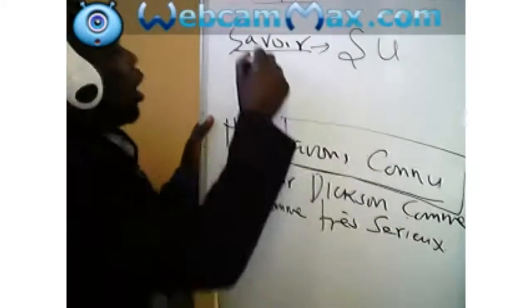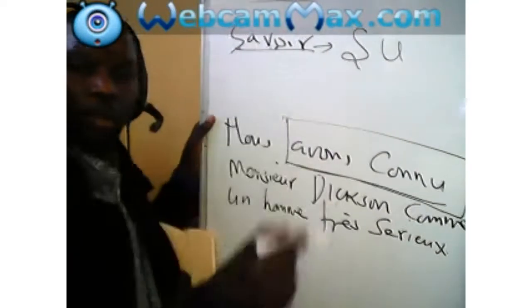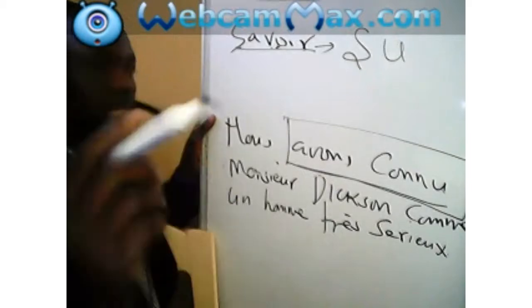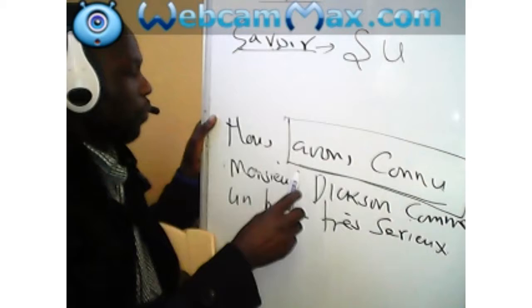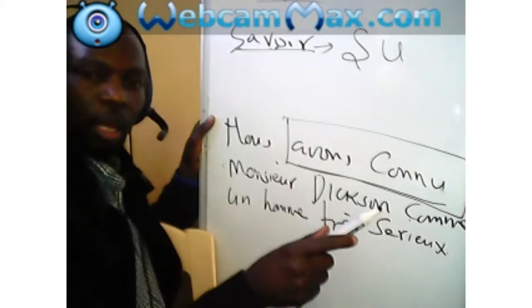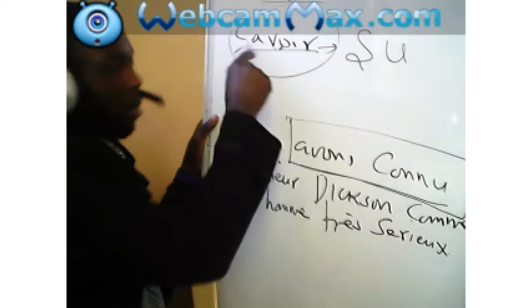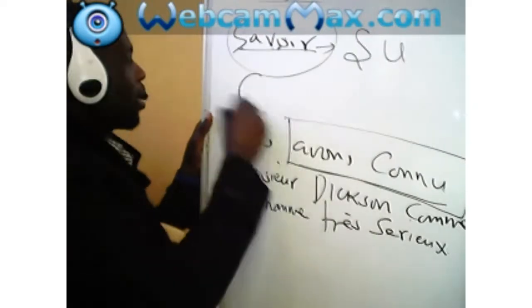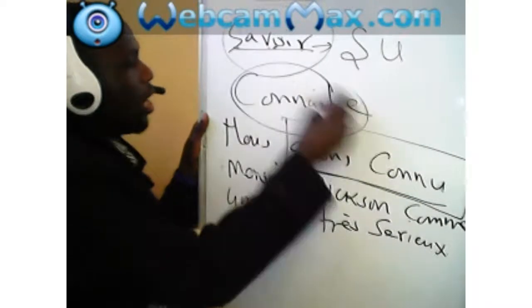Knowing how to do something, like for example, I want to say, I know where he stays. Use the verb savoir, you have the knowledge, you have the information. But you can say, I know Dixon, I know his name, I know him, connaître. I know him, I know his name.